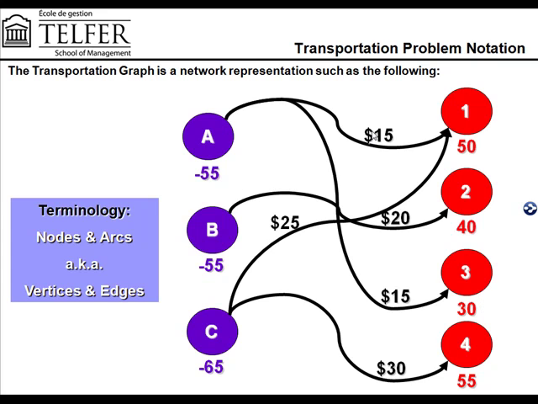Along the arcs or along the edges on that diagram, whatever you want to call them, you're also shown the cost of transportation per unit of transportation. So it costs you 15 units to transport materials or products from supply point A to demand point 1. Similarly, it costs $20 per unit of transportation from supply point B to demand point 2, so on and so forth. So that's the second notation that is very commonly used in transportation problems.